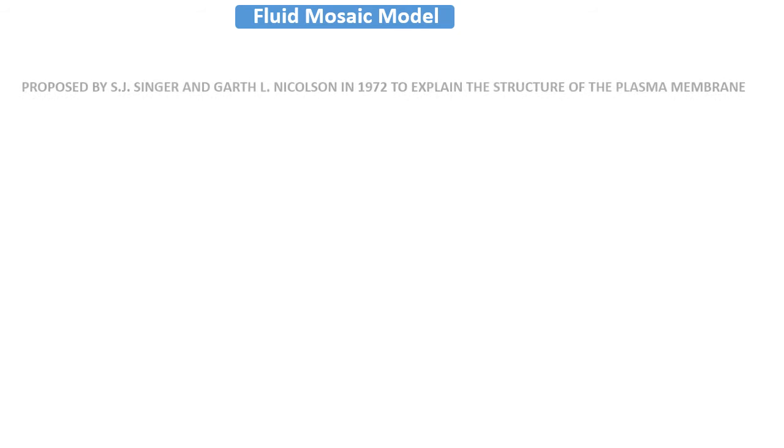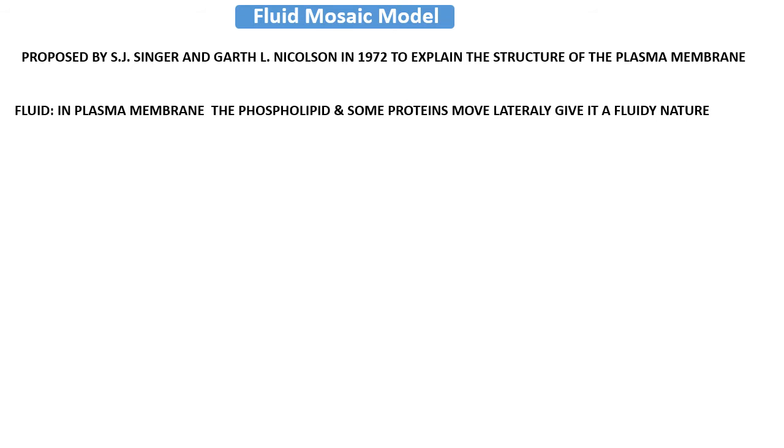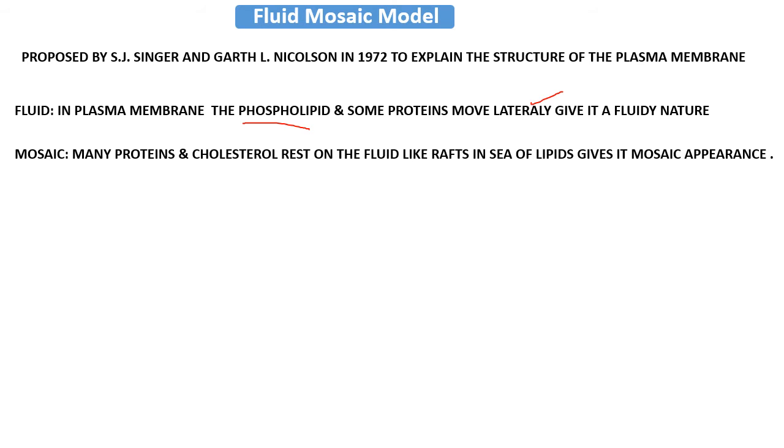So our next topic is the fluid mosaic model. The model was proposed by S.J. Singer and Garth Nicolson in 1972 to explain the structure of the plasma membrane. They proposed that the plasma membrane is not static in nature, it is fluid in nature, and it has a mosaic character. So why is the plasma membrane fluid? They explained that the phospholipids and some proteins move laterally, which gives it a fluid nature. And why is it mosaic in character?